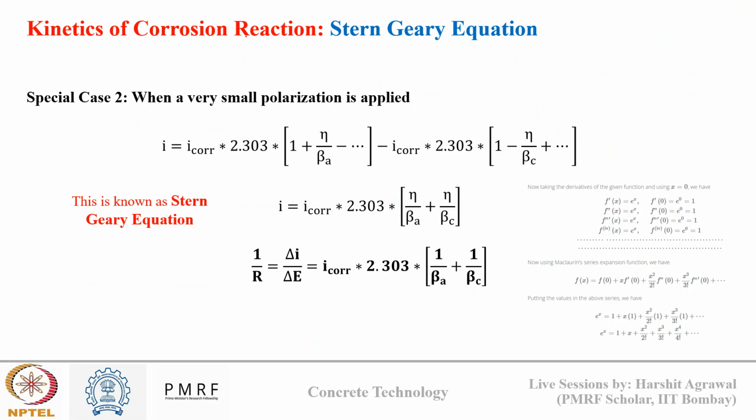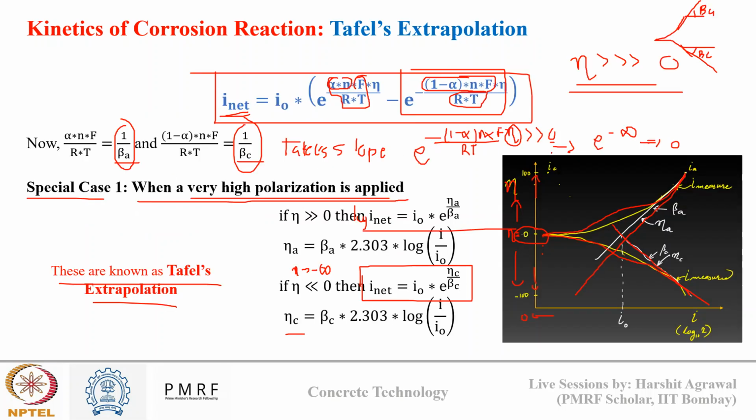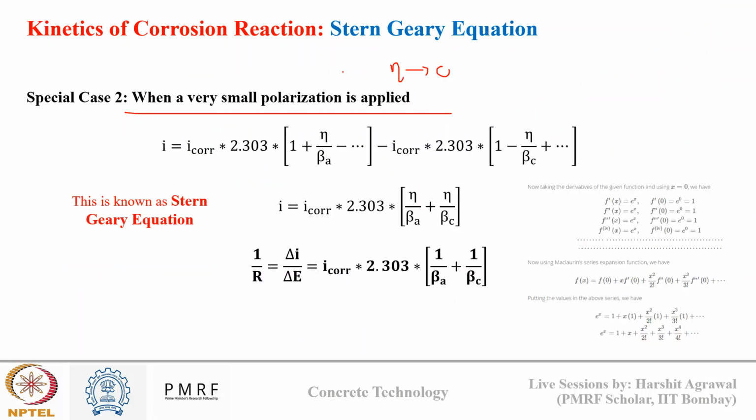Similarly, if we apply a very small polarization potential, so if this eta value tends to zero, then what will happen? I can write this function as an exponential function. So I have e to the power x, where x tends to 0. Using the Maclaurin series expansion, when x tends to 0, e to the power x can be represented by this expansion.